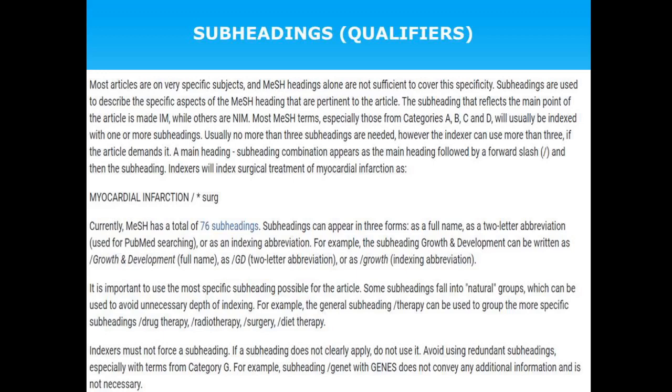Avoid using redundant, unnecessary subheadings, especially with terms from category G. For example, the subheading genetics with genes does not convey any additional information, and it is not necessary. That's true. Genes is already given, so there is no point in using the subheading genetics for that, right? It will not add any substantial value to the existing descriptor. That's what they are mentioning here.